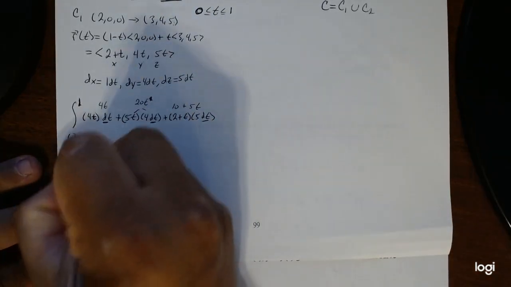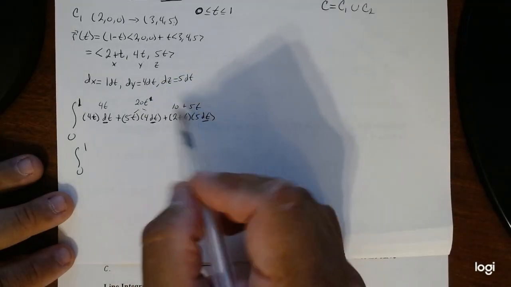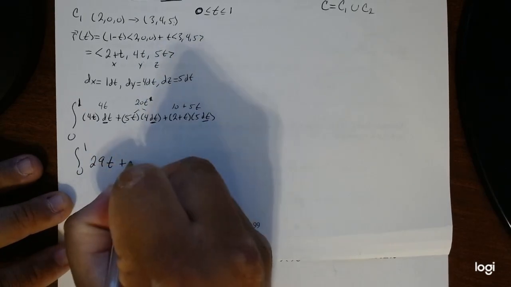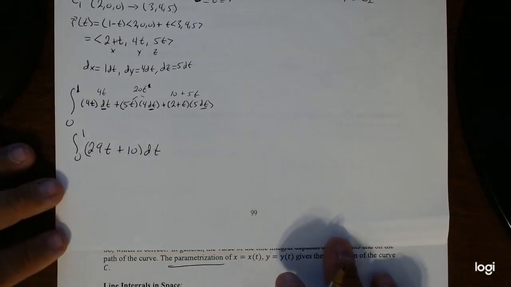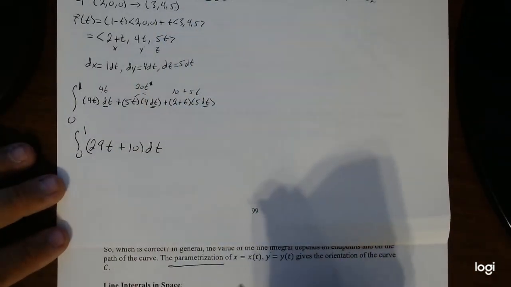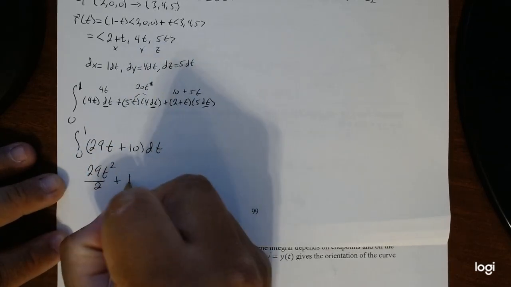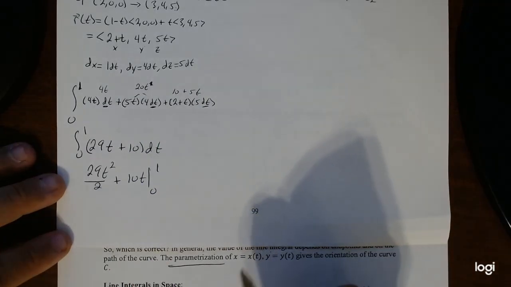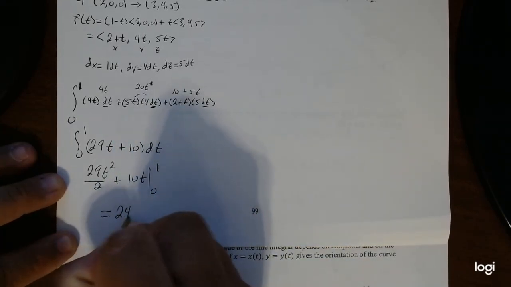Let's see. Integral from that. And that gives me, let's see what we get. So 29t plus 10. So notice the integral is really nice to do. Just the setup is the hard part. So 29t squared over 2 plus 10t, evaluated at 0 and 1. And again, 0 just doesn't do anything, so just 1. So 29 over 2 plus 10 gives me 24.5.